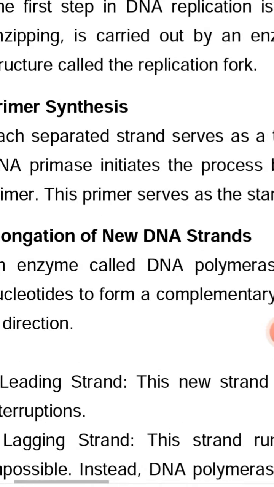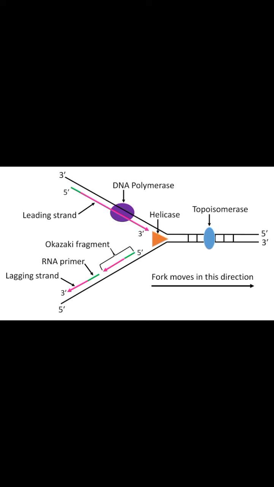So an enzyme called DNA polymerase, that is the DNAP, will bind to the RNA primer and begin to add new DNA nucleotides to form a complementary strand. So if the parent had T, the new strand will have A. Where the parent had a C, the new strand will have a G, like that. So that is the complementary base pairing rule.